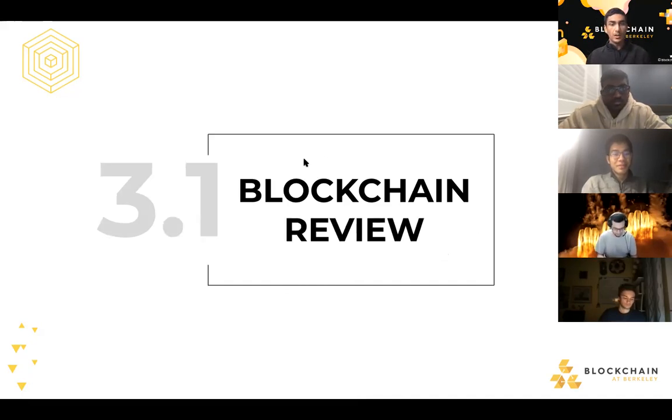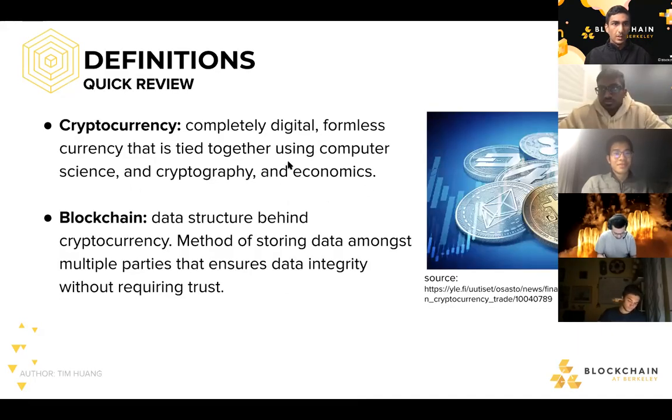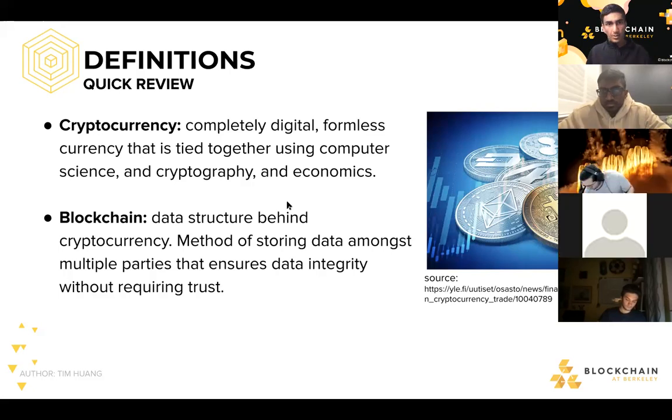So starting off with the blockchain review. Quick definitions. Blockchain versus cryptocurrency. What is the difference? So a cryptocurrency is a completely digital, formless currency that is tied together using computer science, crypto, and economics. And those three components is what makes a blockchain, which is the data structure behind cryptocurrency.